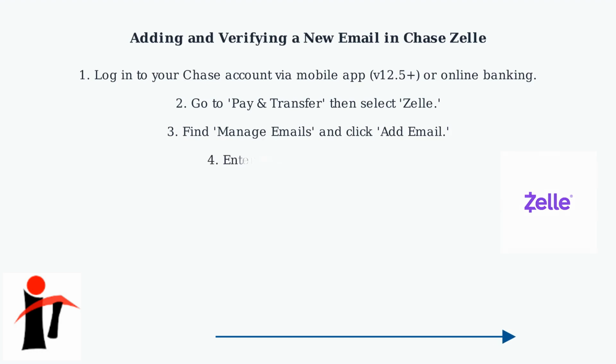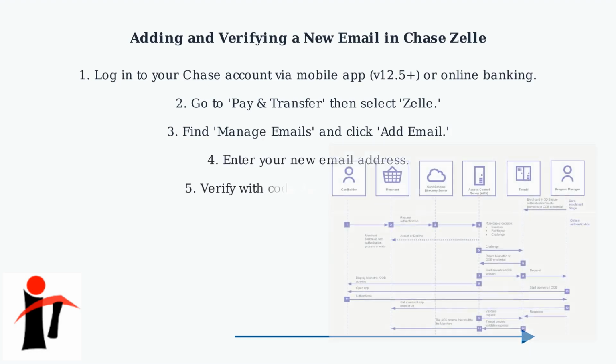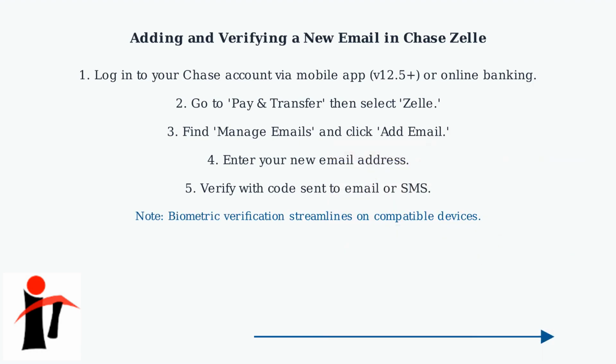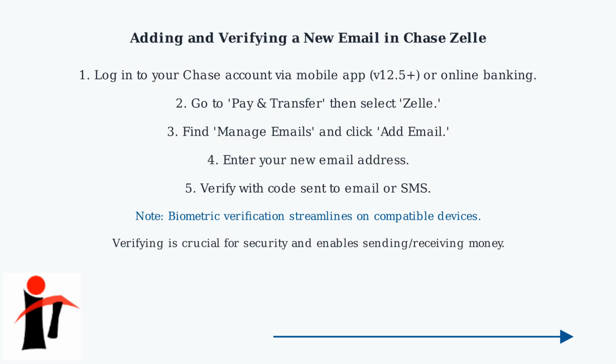Enter your new email address. Chase will send a verification code to that email or via SMS if linked to a phone. Enter the code to verify. With the latest updates, Chase uses biometric verification on compatible devices, streamlining the process. Remember, verifying your email is crucial for security and allows you to send and receive money.